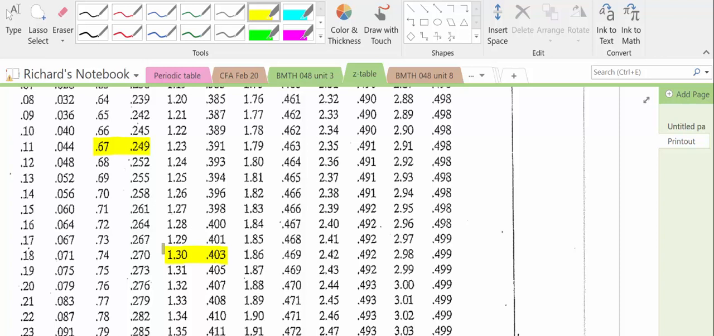The person who got a Z score of 0.67 did better than 24.9% of the average students.